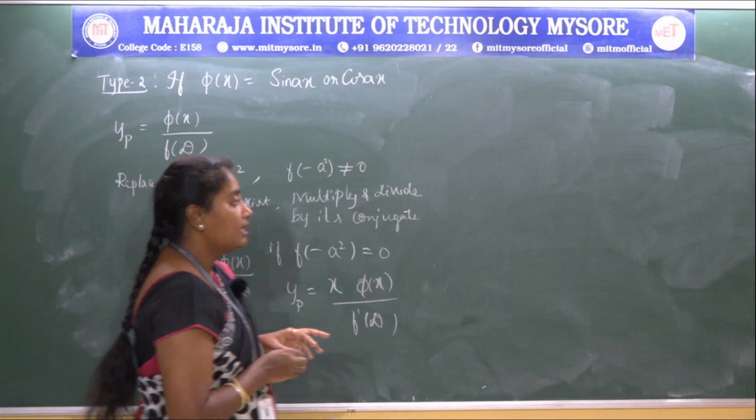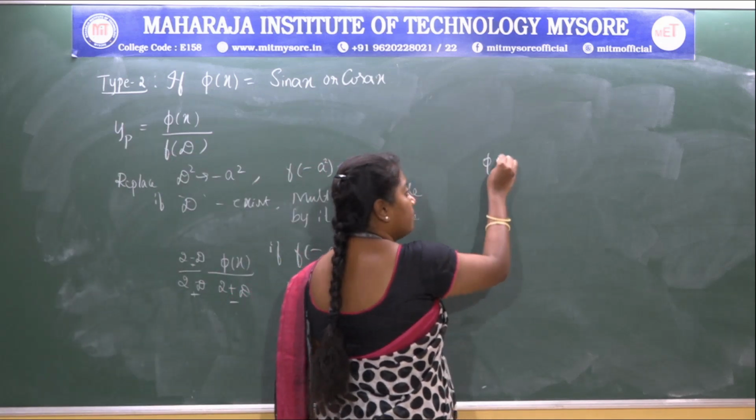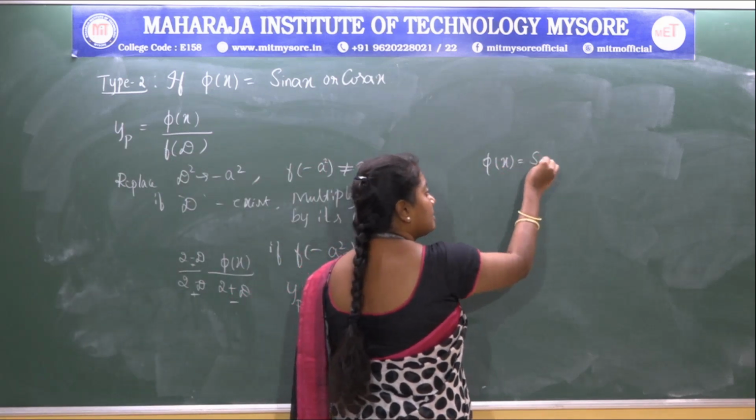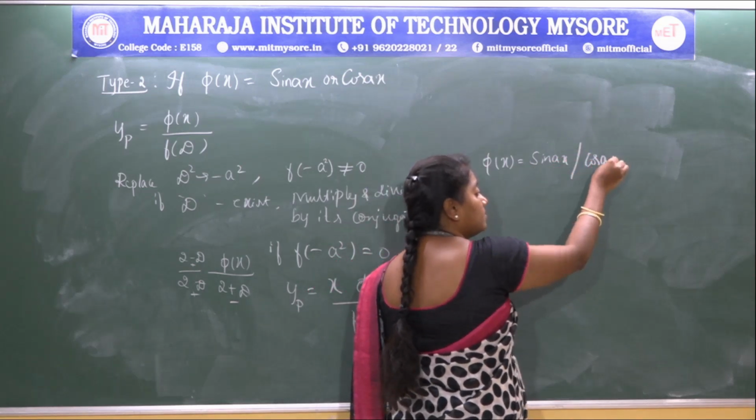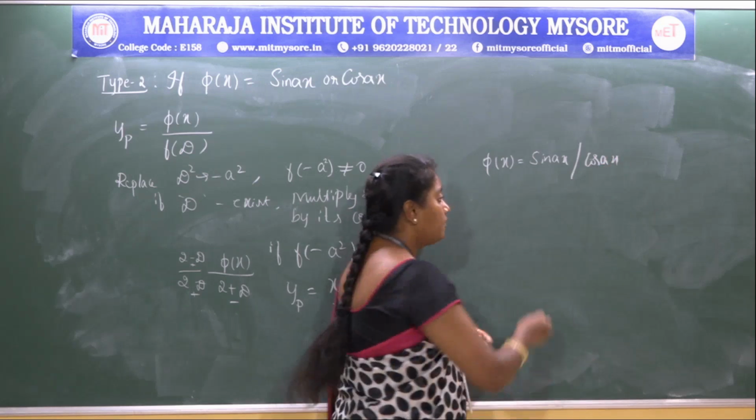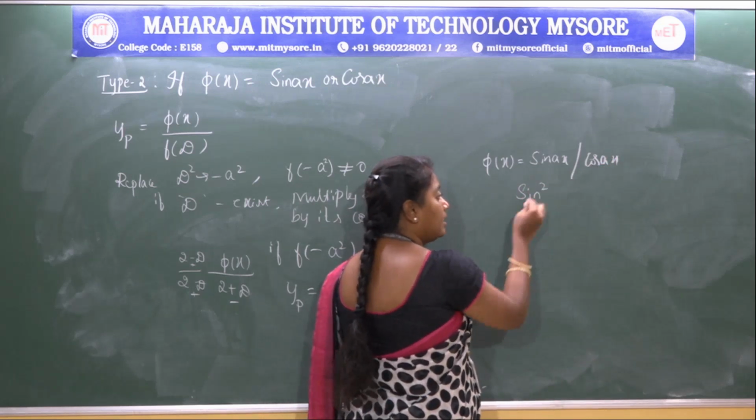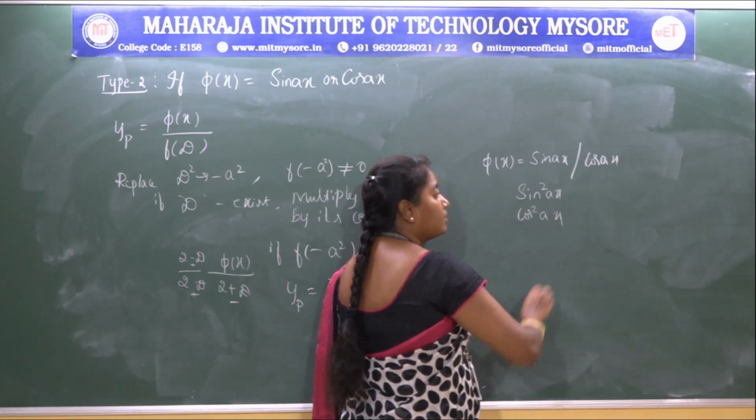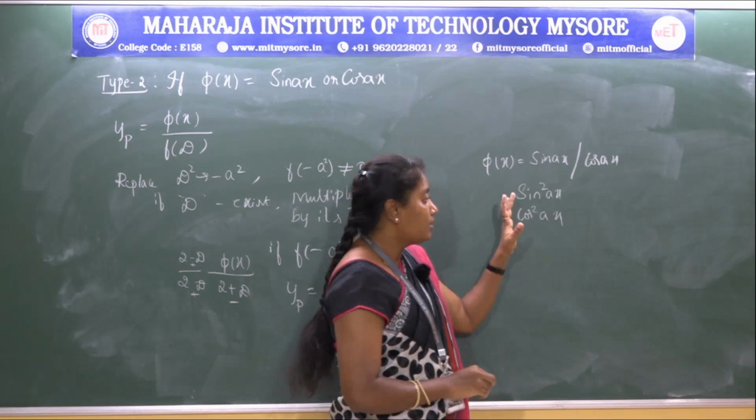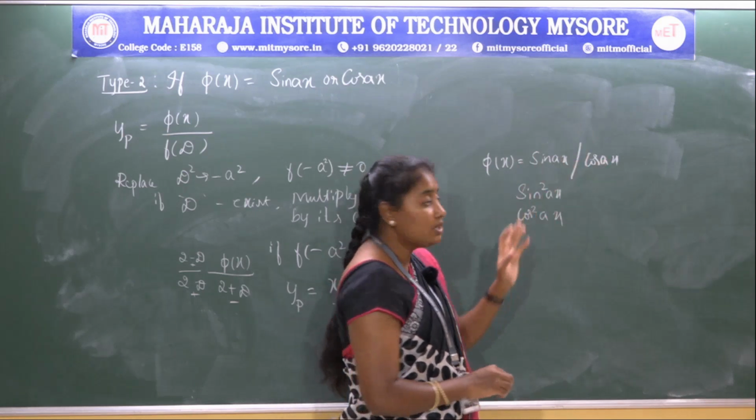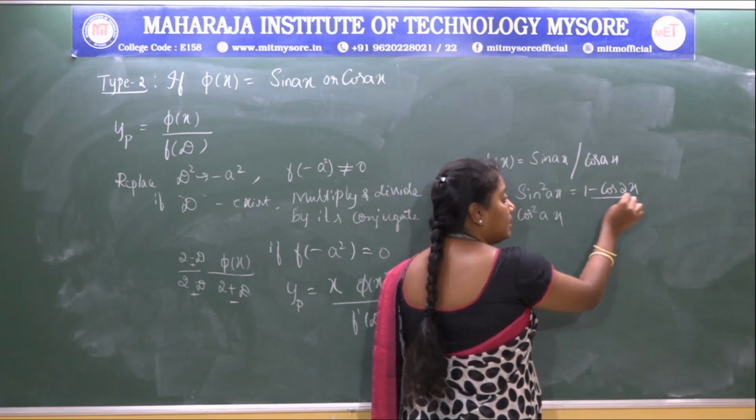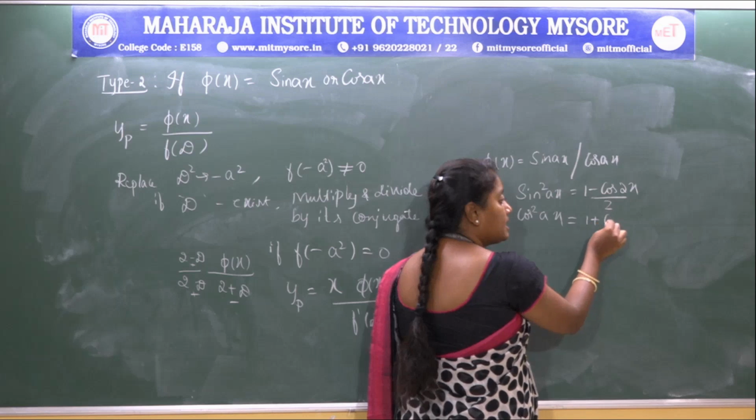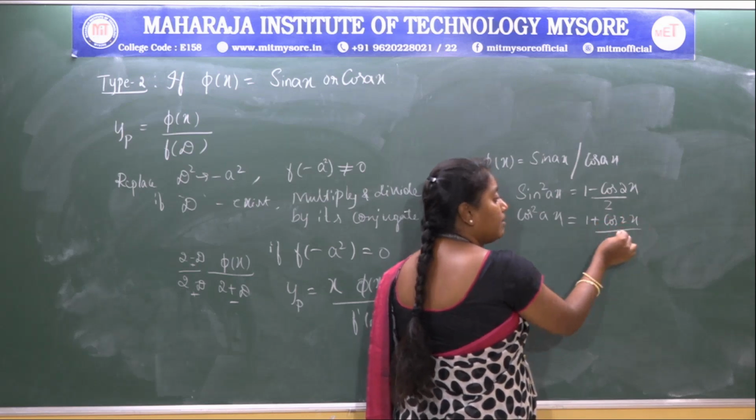And in this category, the functions phi of x may be equal to the basic trigonometric sine or cos function, or the function may be in the form of sine square ax, cos square ax, or cube of the elements. We have to reduce the given equation to this form. Sine square can be written as 1 minus cos 2x by 2. Cos square can be written as 1 plus cos 2x by 2.